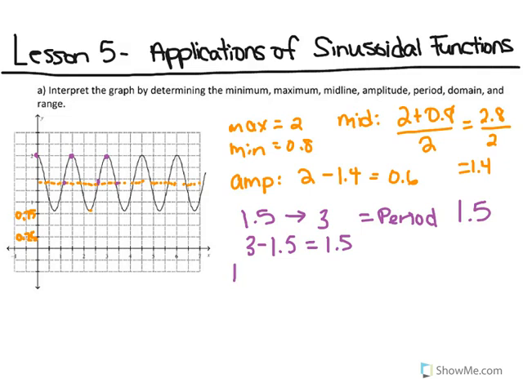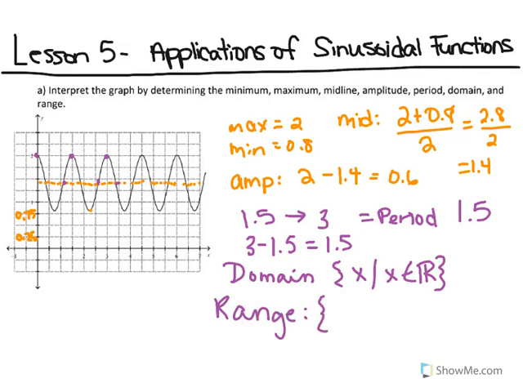So our domain is x such that x is an element of the real number set. And our range is y such that 0.8 is less than or equal to y, which is less than or equal to 2 for all the real numbers.